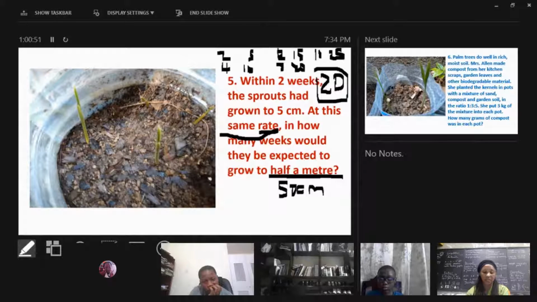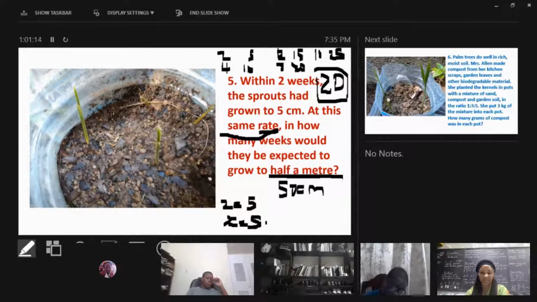Also, we could do it as a ratio or as a proportion. So we could say 2 weeks, 5 centimeters. And so, how many weeks would be 50 centimeters? And so we'd cross multiply. So 2 times 50, that's 100. And then divide that by 5, which would give us 20.